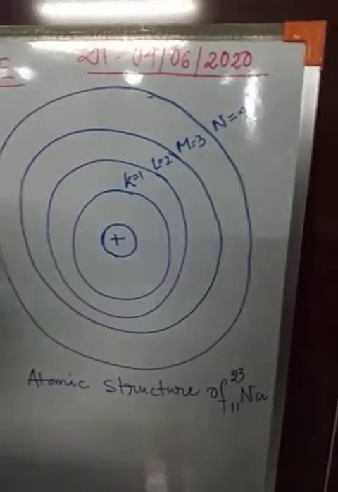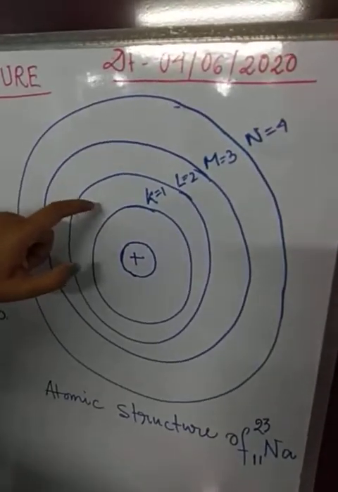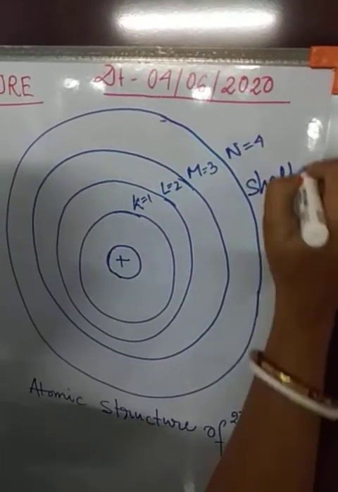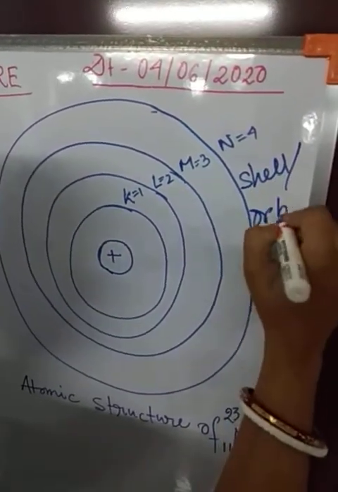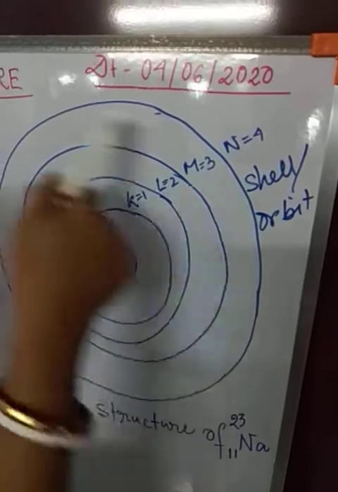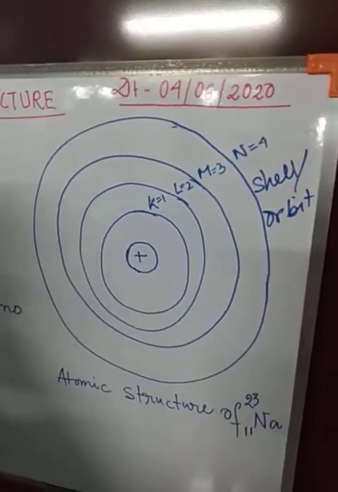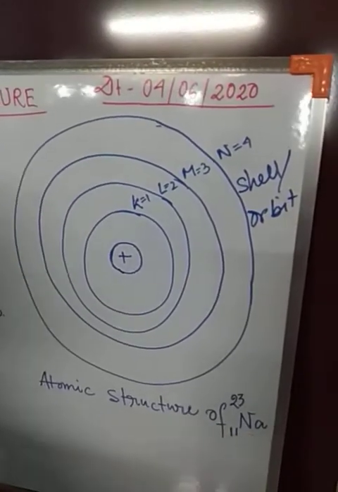Now these circular paths are called shells or orbits. Here the electrons will revolve. Now for sodium there are a total of 11 electrons.